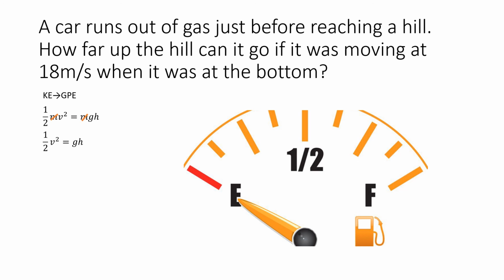So 1/2 v squared equals gravity times height. And let's plug in the velocity, which is 18, and the gravity, which is 10. 18 squared is 324. Remember, we need to do that first due to order of operations. Then 1/2 of 324 is 162. Divide both sides by 10 to get that h alone, and we get 16.2 meters high. Any questions?